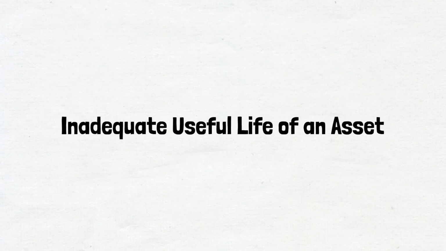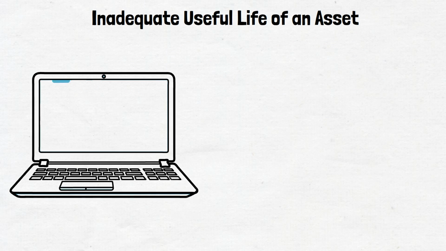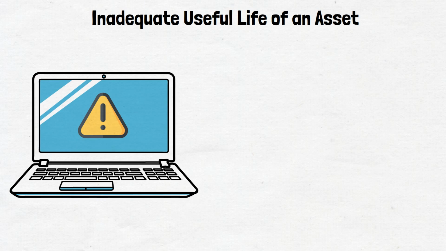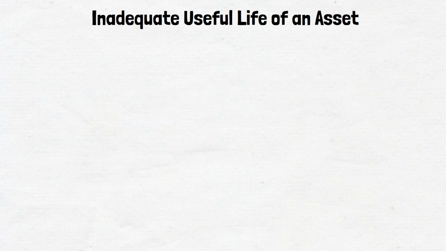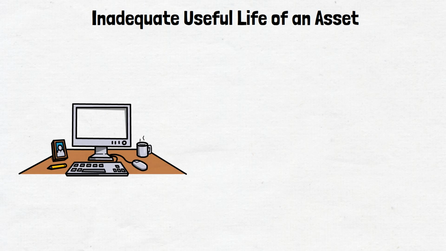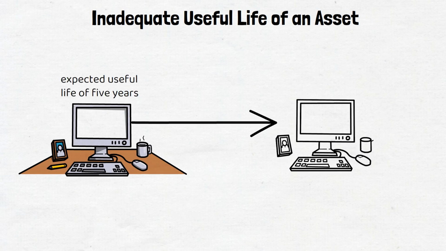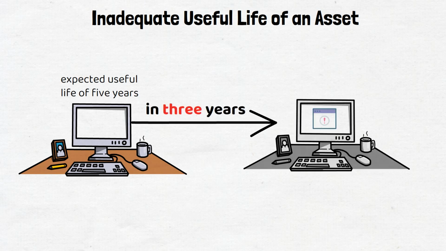Inadequate useful life of an asset. The inadequate useful life of an asset refers to a situation where an asset becomes obsolete or unusable before its expected useful life has elapsed. This can occur due to various reasons, such as technological advancements, changes in market demand, wear and tear, or poor maintenance practices. For example, a computer system purchased by a company may have an expected useful life of 5 years. However, if technological advancements make the system outdated and unable to support current software programs after only 3 years, the asset's useful life would be considered inadequate.